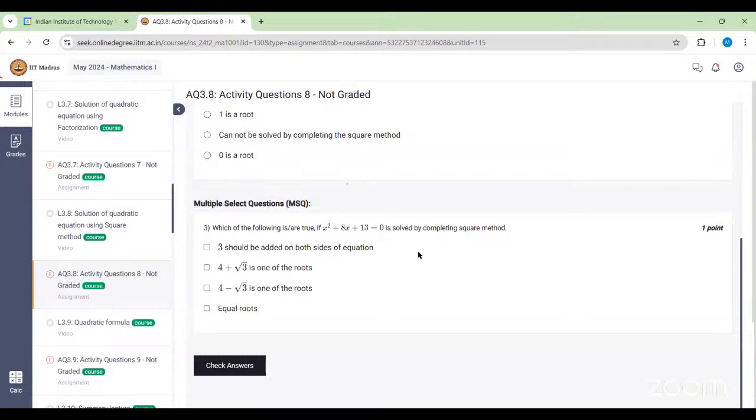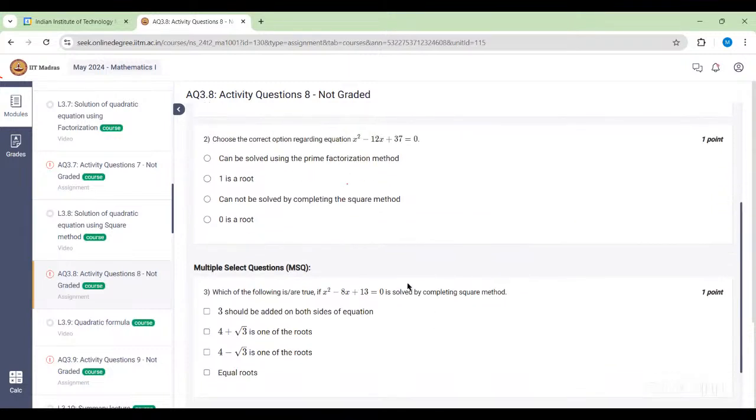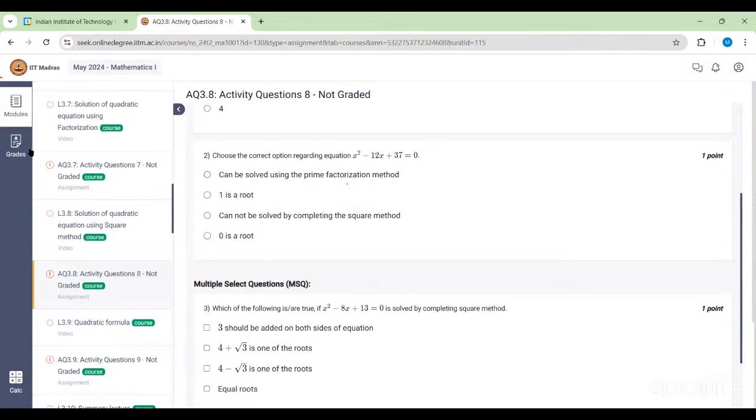Which of the following is true about this particular expression? Prime factorization method. I just left for a second. Prime factorization method means I think you have to find the factors just by that addition and multiplication type of thing. That means addition should be minus 12, multiplication should be 37. I think that is prime factorization.